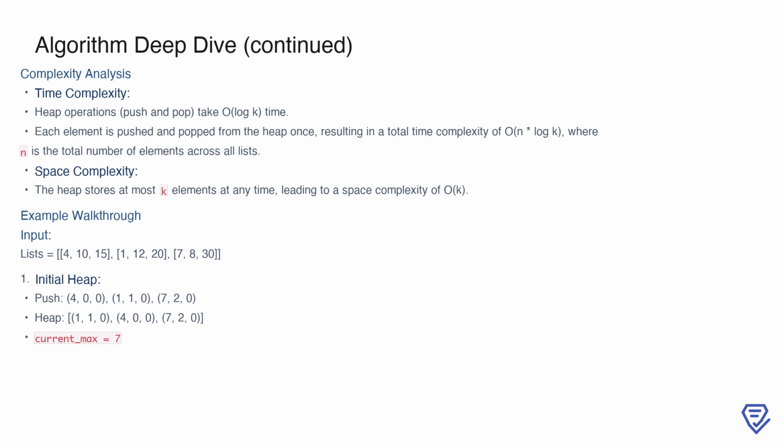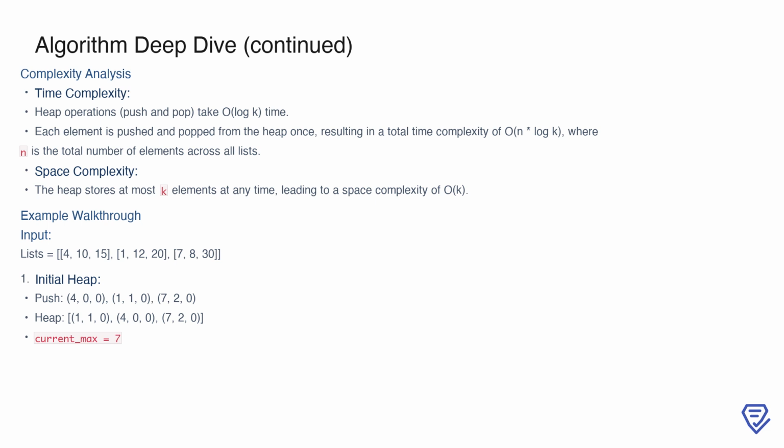For space complexity, the heap stores at most k elements at any time, resulting in O(k) space usage. To bring this to life, consider an example with the input lists [4, 10, 15], [1, 12, 20], [7, 8, 30].